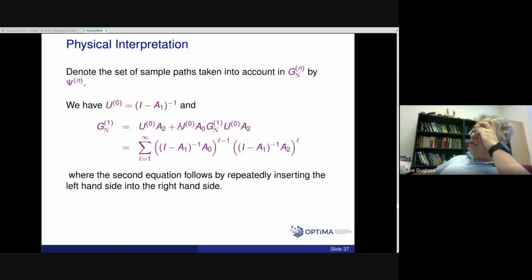And what we can do is successively substitute the right-hand side into the second, so substitute this expression for G1 here, and then successively do that. And we can say that G1 is actually, we can think of it as the sum from L equals 1 to infinity of U0 A0, which is I minus A1 inverse A0, to the power L minus 1. So we've got L minus 1 powers of this, and then L powers of I minus A1 inverse A2.